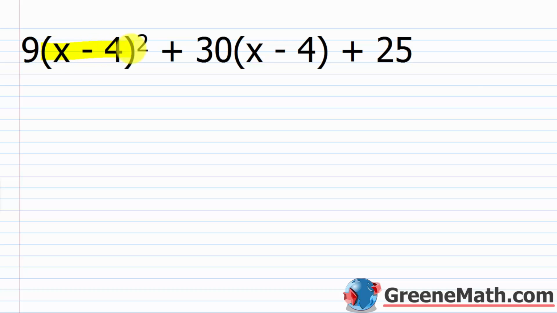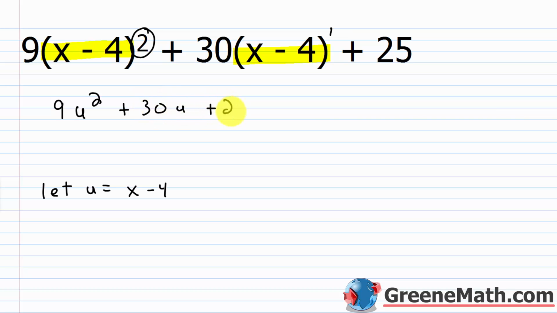Notice how we have this guy right here and this guy right here. This one is squared, and this one is basically raised to the 1st power. So if I let this binomial x minus 4 be equal to a variable like u, I can factor using substitution. I'll have 9u squared, right? Just plugging in a u where this is, plus 30u plus 25.